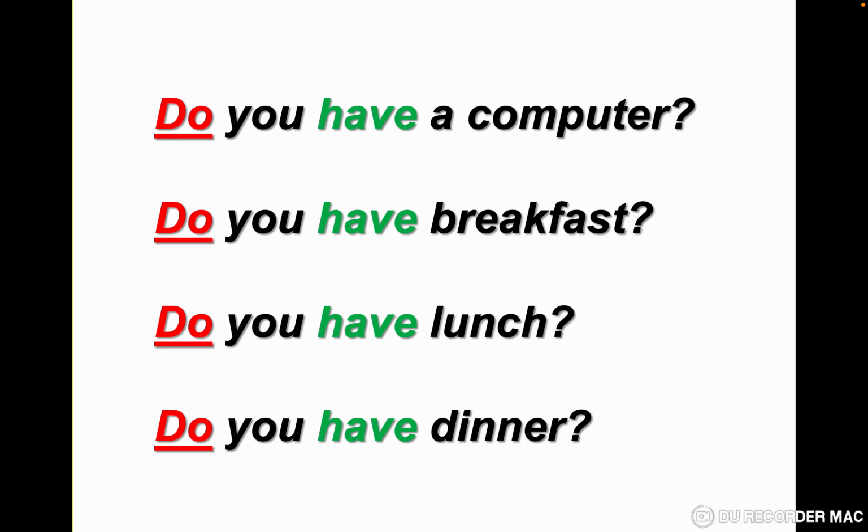Do you have a computer? Do you have breakfast? Do you have lunch? Do you have dinner? So have with the meals means to eat. English people don't say do you eat breakfast, do you eat lunch, do you eat dinner? They say do you have. But if you use it, it's okay, but better to use have. Let's continue with more examples in the positive form.